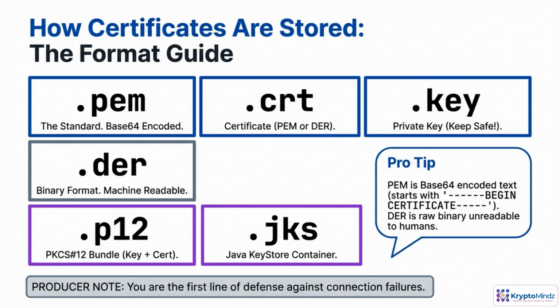For bundling, .p12 or PKCS number 12 packages can carry both the certificate and the private key together, typically protected by a password. In Java ecosystems, .jks is a key store container that can hold many keys and certificates for an application. At a high level, your job is to recognize these formats and treat anything containing private keys as highly sensitive. The format may change, but the trust those files represent should always be protected.